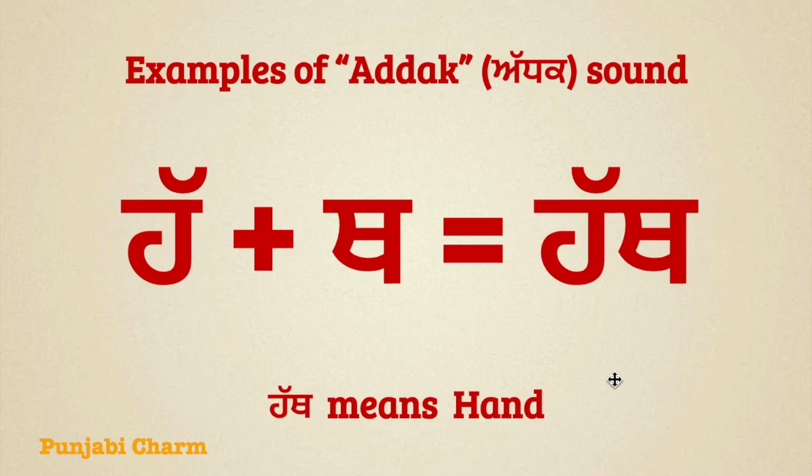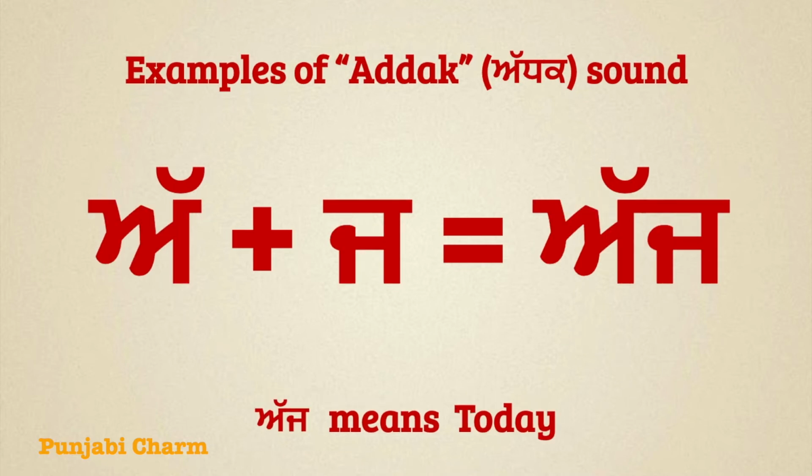The next word is hath. Hath means hand. And to read this word, we can say hahe nu Addak ha, thatha mukta tha, hath. You can repeat after me. Hath. Let's move to the next word. The next word is aj. Aj means today. And to read this word, we can say adenu Addak a, jajja mukta ja, aj. You can repeat after me. Aj. Let's check out next word.